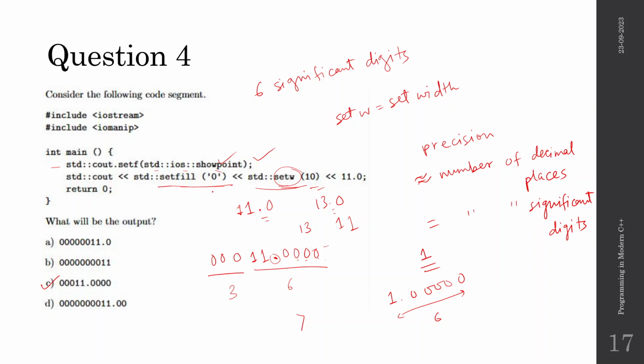So again, if I go over it, because of the showpoint, the decimal point will be printed, and after the decimal point, a sufficient number of zeros will be printed so that the precision of the stream can be achieved. And the default precision is 6 digits. Okay, and since 11 itself has 2 digits, 4 zeros will be printed. And this total string is of 7 characters, so the remaining 3 characters will be filled with zeros in the beginning.